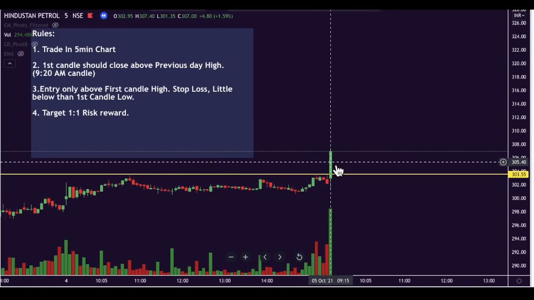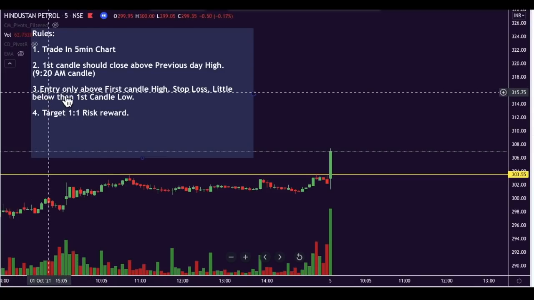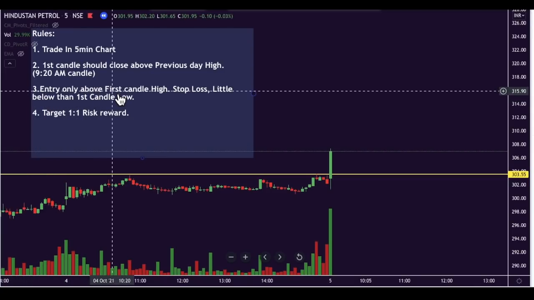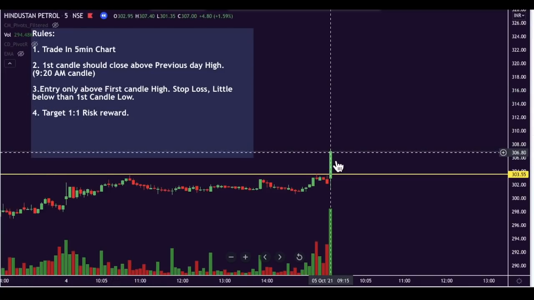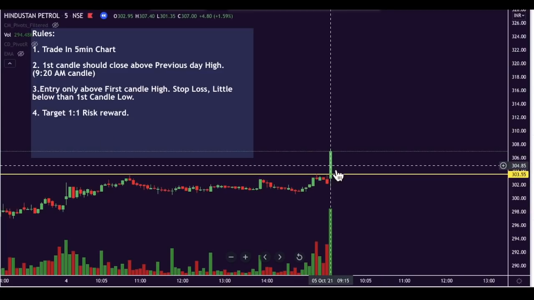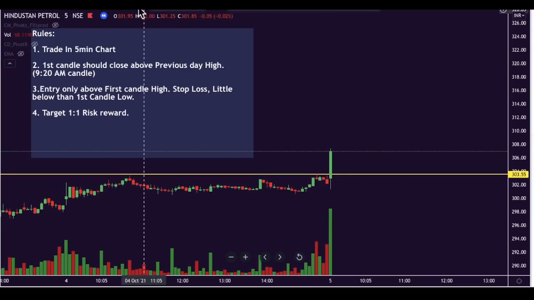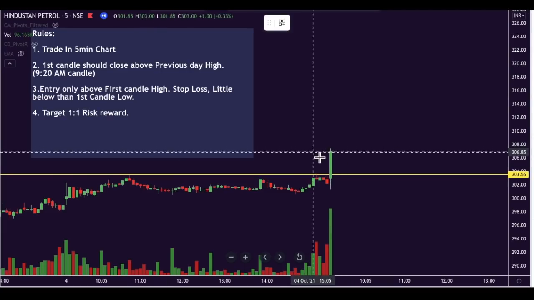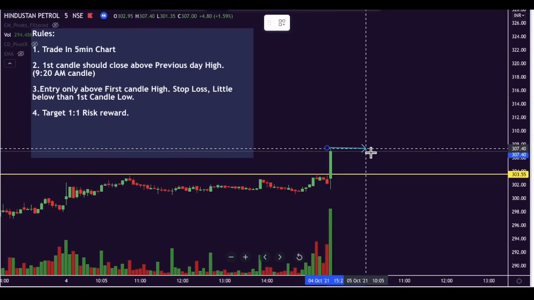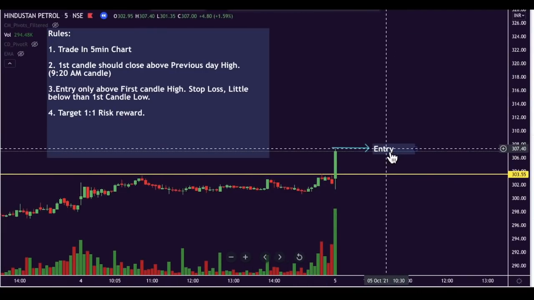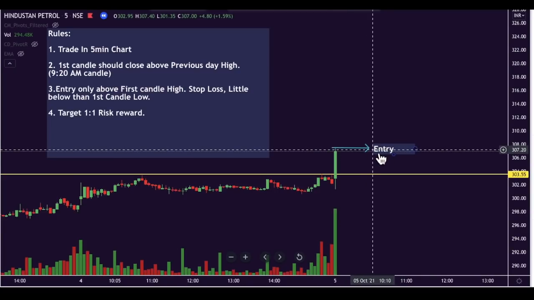Now let's look into rule number 3. Rule number 3 says entry only above first candle high. So this is the first candle, right? So what is the high of this candle? You will get to know here. The high of this candle is 307.40. I'm looking at this place. So our entry will be above this candle. So this is my entry, little higher, 10 paisa or 20 paisa above the first candle high.